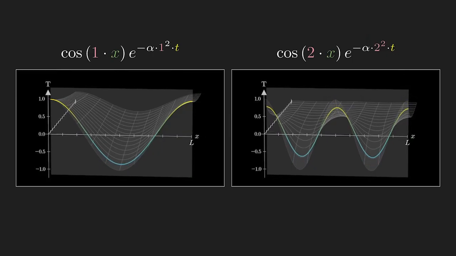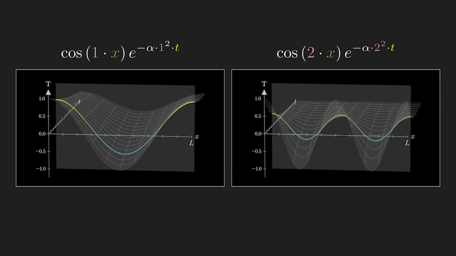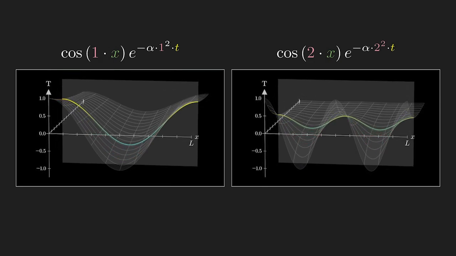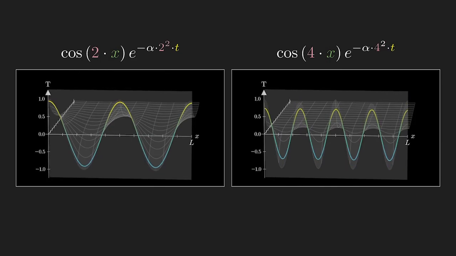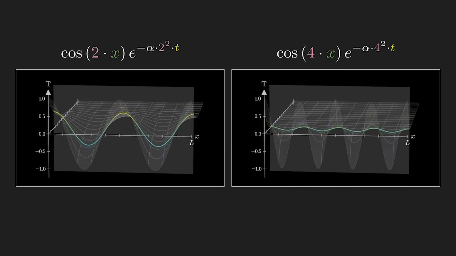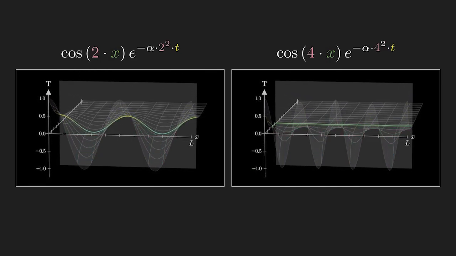Unpacking what that actually means should feel intuitive. For a temperature function filled with sharper curves, it decays more quickly towards an equilibrium. And evidently, it does this quadratically. For instance, doubling the frequency results in an exponential decay 4 times as fast.